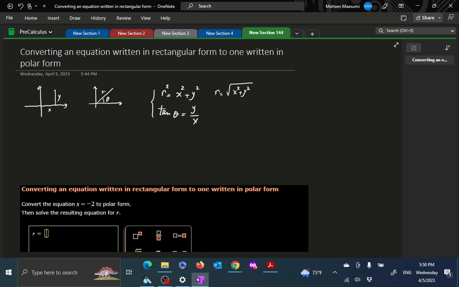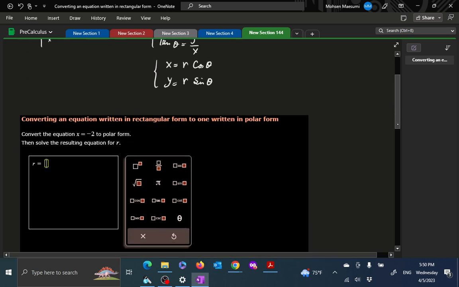radius and the angle. In the opposite direction, when we want to take Cartesian and convert it to polar, we say x is equal to r cosine theta and y is equal to r sine theta. We saw this relationship in the previous two lectures, and here we are going to practice it.